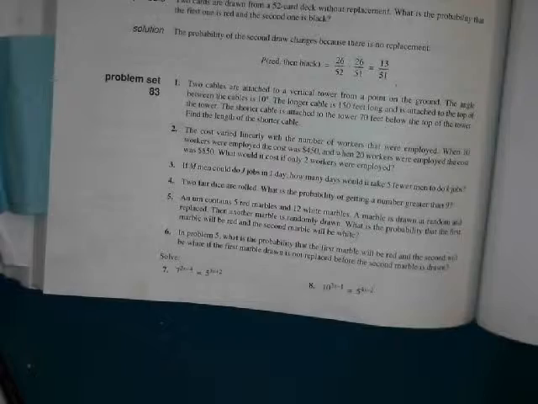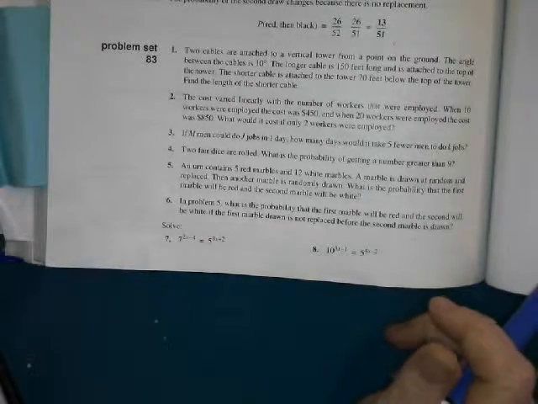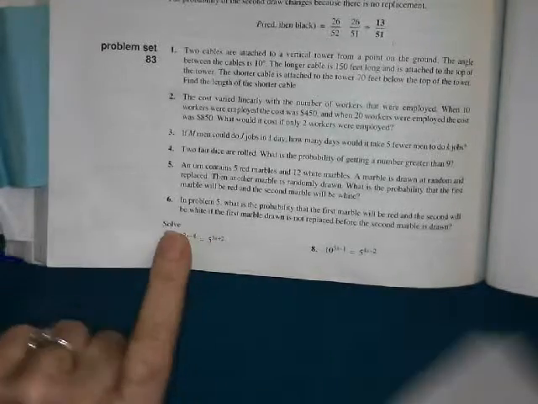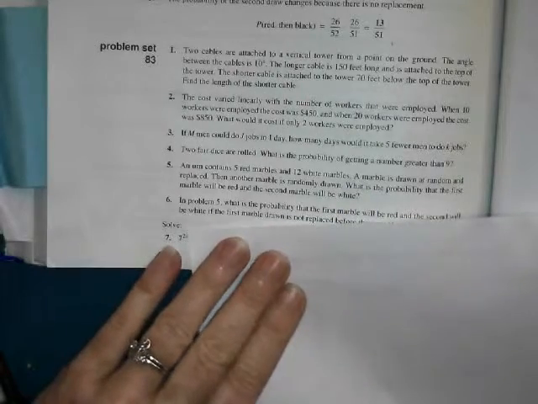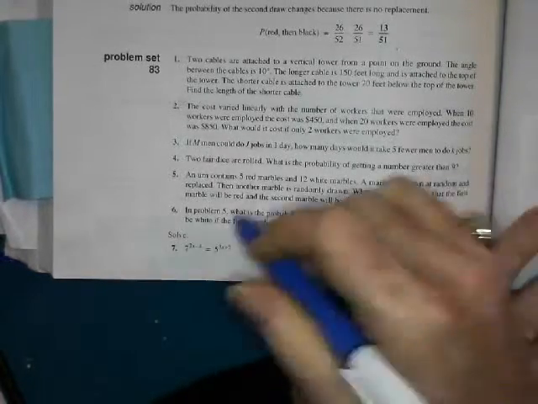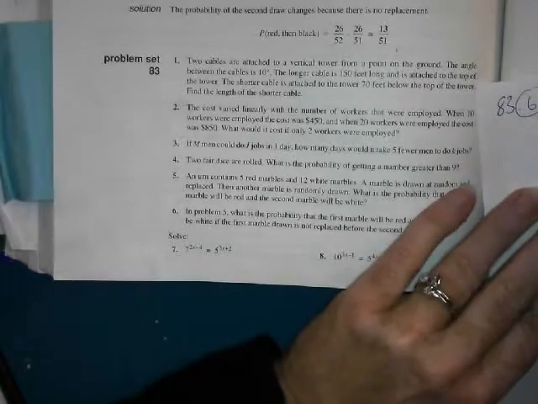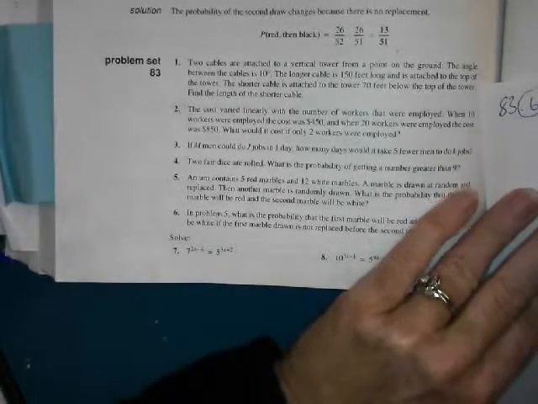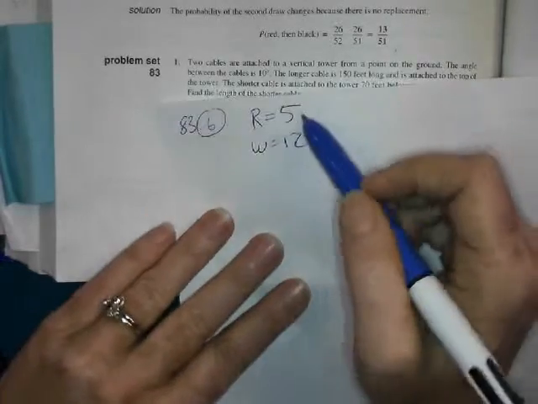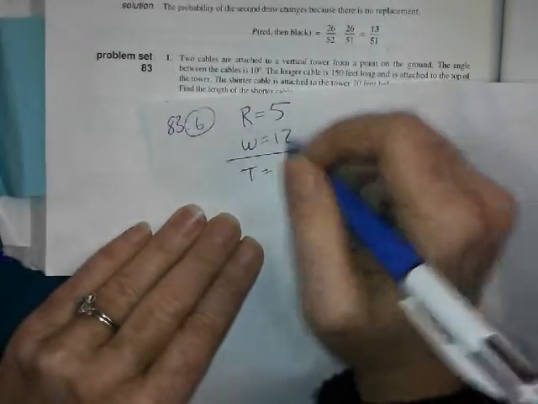So I'm going to just do a problem to illustrate the replacement and not replacement and some of the other things that I just talked about. One of the problems you're supposed to do is number 6. In number 6 we have to look at problem 5. So this is 83, number 6. Problem 5 says there's 5 red marbles and there's 12 white marbles, and that's all there is. So I always write it like this, and that would be 17 total marbles.